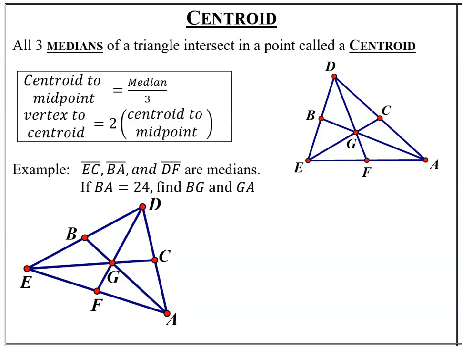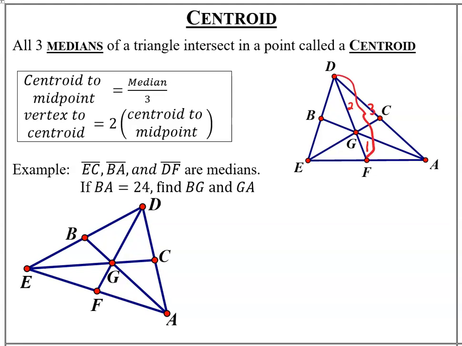Our next center of a triangle is called the centroid. The centroid is created by the medians. Remember, medians are things that go from the vertex to the midpoint of the opposite side. What the centroid does is it splits the entire median into kind of a 1/3, 2/3 type ratio.